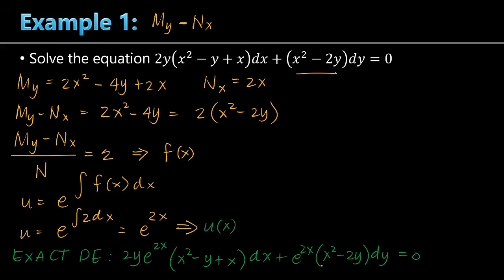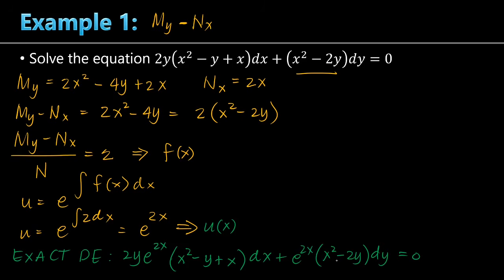Kung alin sa dalawa ang mas madaling ma-integrate, yun ang gawin mo. Di ba? So, mas mahirap itong i-integrate kasi magkakaroon tayo dito ng term na x squared e to the 2x na gumagamit ng integration by parts. So, it will take you longer para makuha yun, di ba? Kaya ito muna yung gawin mo.